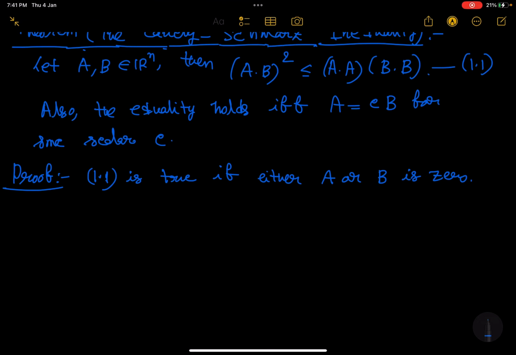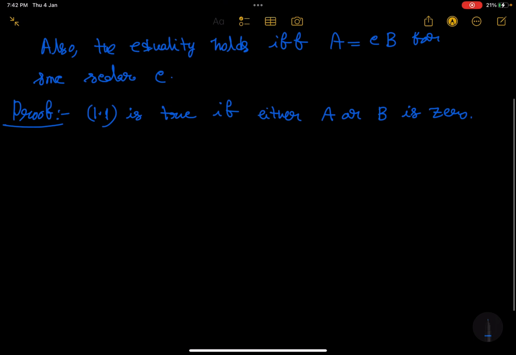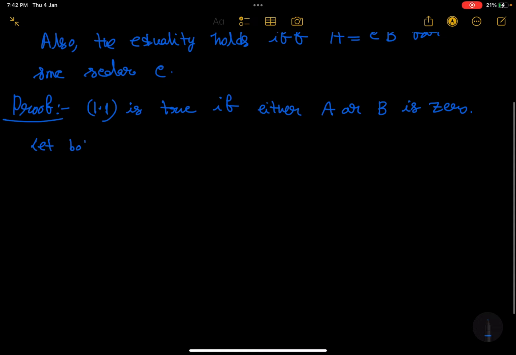Also, in that case, the right side is also 0 if one of them is 0. So the whole statement is true, this inequality and A equal to C times B, because if A is 0, 0 equals C times B, it takes C equal to 0. If B is 0, B equals 0 times A. So fine. Now let both A and B be non-zero vectors.